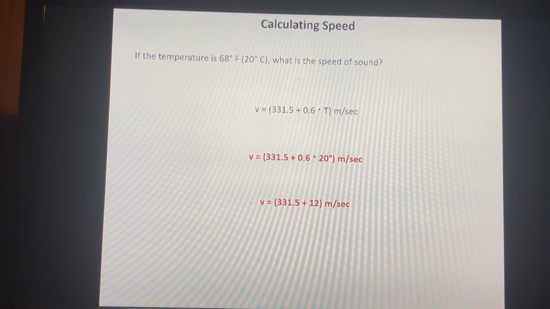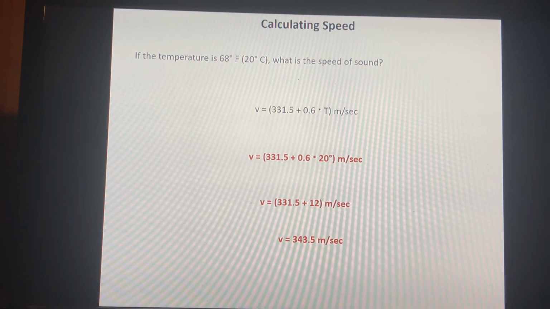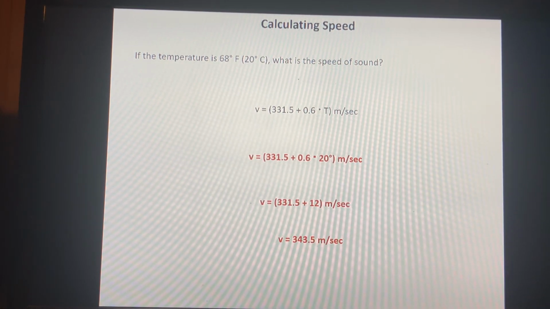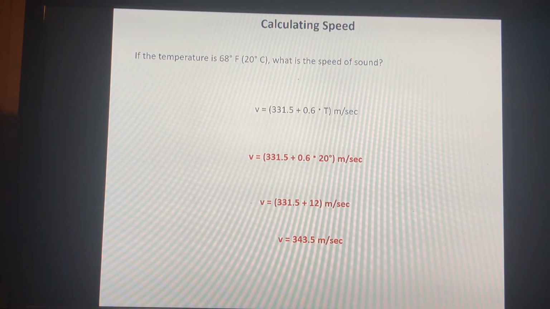331.5, and we will get the answer 343.5 meters per second. So we have calculated speed, and that's all that question asked us to do. We got it right, yay!